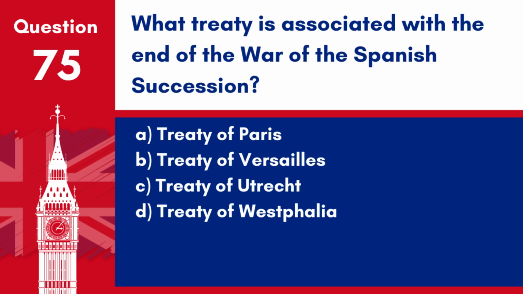Question 75. What treaty is associated with the end of the War of the Spanish Succession? A. Treaty of Paris. B. Treaty of Versailles. C. Treaty of Utrecht. D. Treaty of Westphalia. Answer: C. Treaty of Utrecht. The Treaty of Utrecht, signed in 1713, helped end the War of the Spanish Succession, redefining European power dynamics.